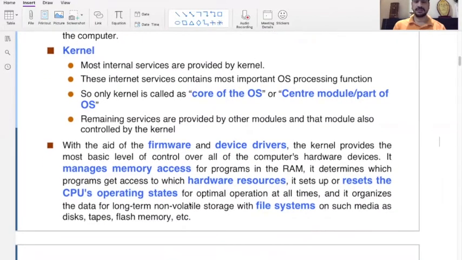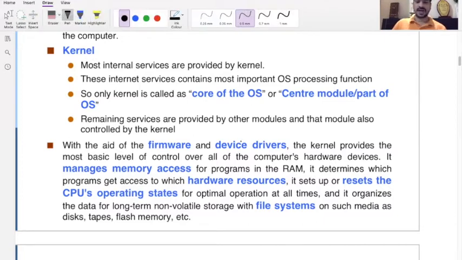So what is the definition of the kernel? With the aid of firmware and device drivers, the kernel provides the most basic level of control over all the computer hardware devices. It manages memory access for programs in the RAM. It determines which program gets access to which hardware resources. It sets up or resets the CPU operating state for optimal operation at all times, and it organizes the data for long-term non-volatile storage with file systems on such media as disk, tape, flash memory, and so on. Now, what will it do? It is written here.